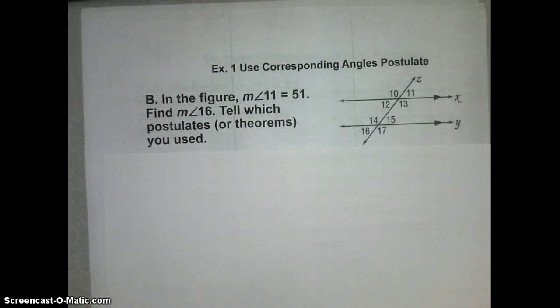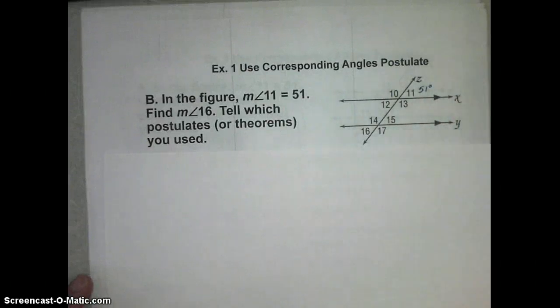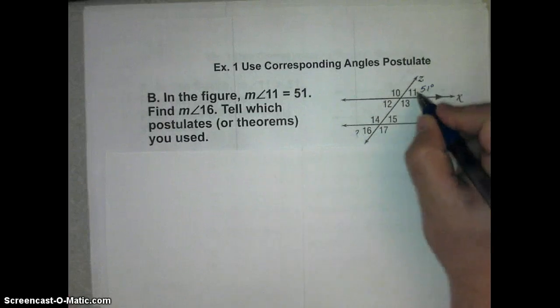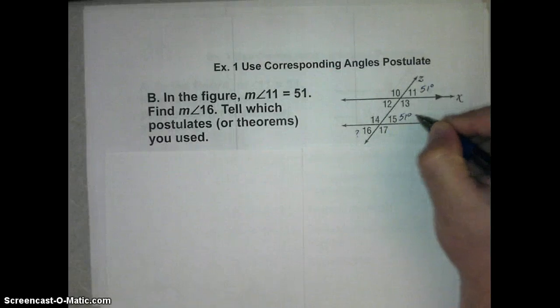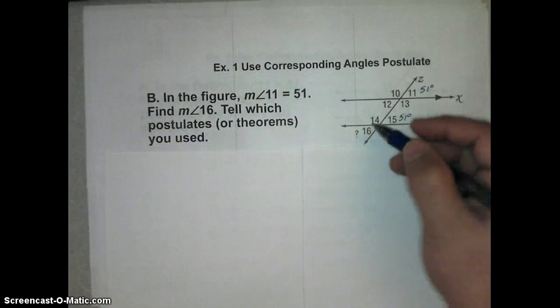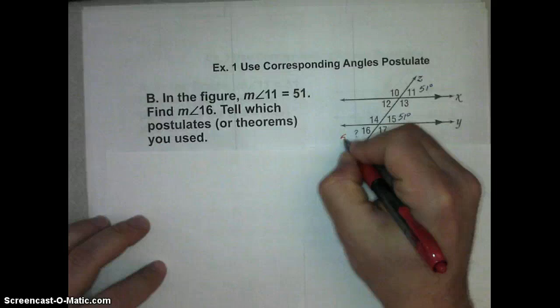So let's take a look at part B of example 1. In this figure, again, we're told the measure of angle 11 is 51 degrees. We want to find the measure of angle 16. Well, we already know that since angle 11 is 51 degrees, angle 15 is also 51 degrees because of the first part we did. But angles 15 and 16 are vertical angles, so they have to have the same measure. So we should be able to say that the measure of angle 16 is also 51 degrees.